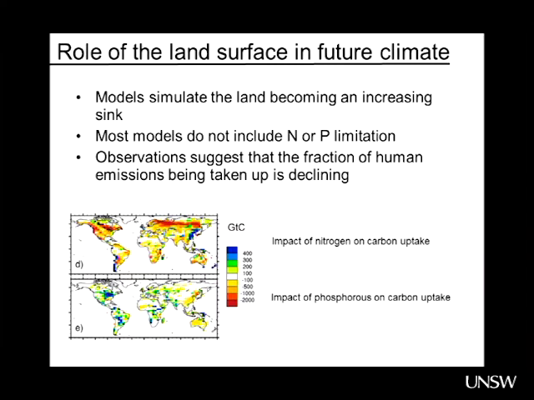All I'm trying to get across is not the detail, but the fact that most CMIP5 model simulations don't include nutrient limitation. Therefore, they're probably overly able to suck up CO2.